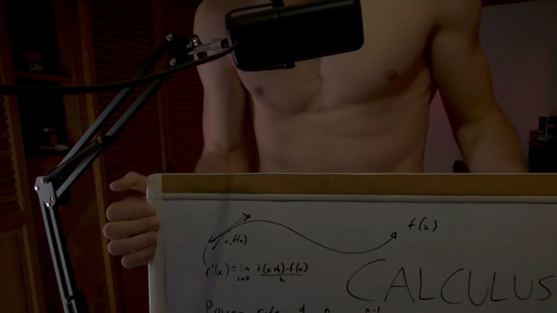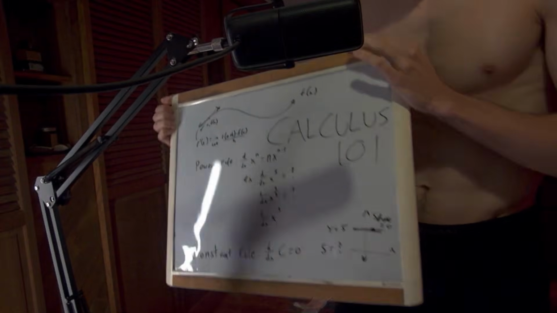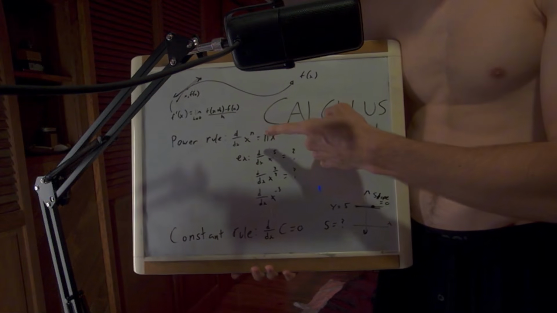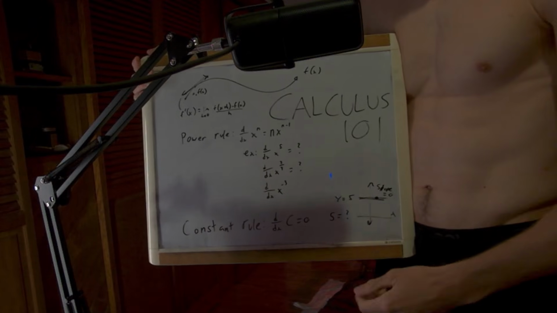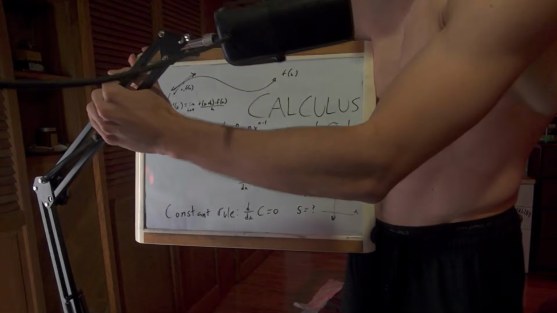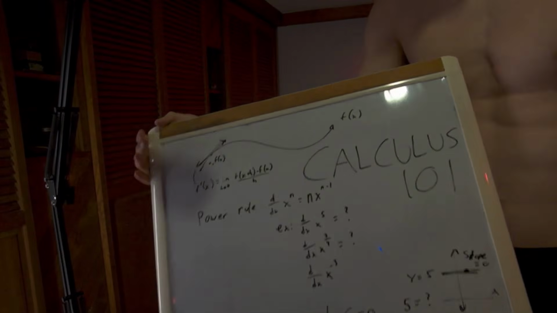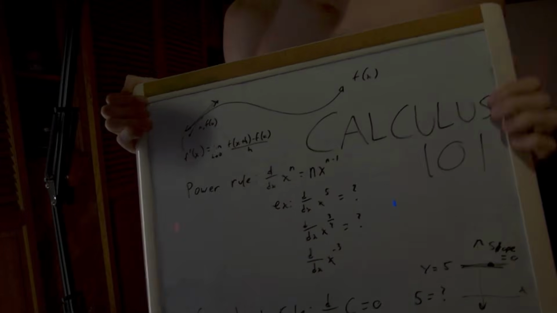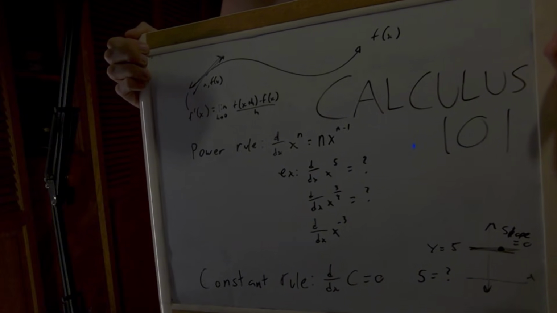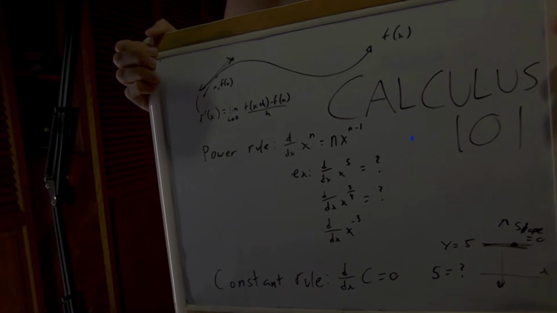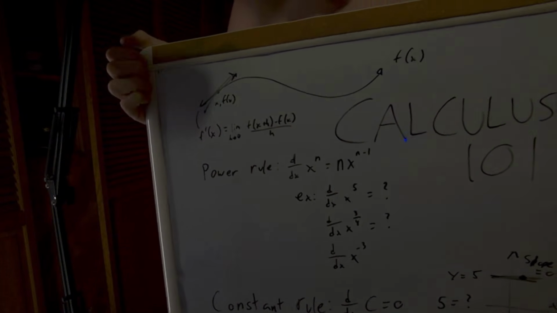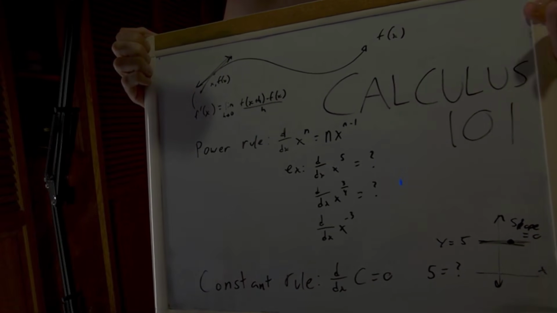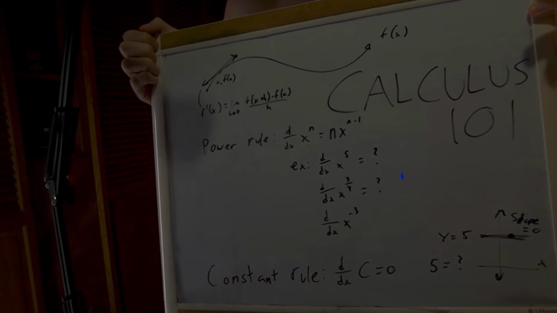But how do you actually take the derivative? Well, that's what we're going to learn. We're going to learn the power rule. That's right. Now let's get this microphone out of the way. You can see here, power rule. Power rule is the derivative of x to the power of n, so x can of course be anything, equals n times x to the power of n minus 1. That is how we take the derivative through the power rule.